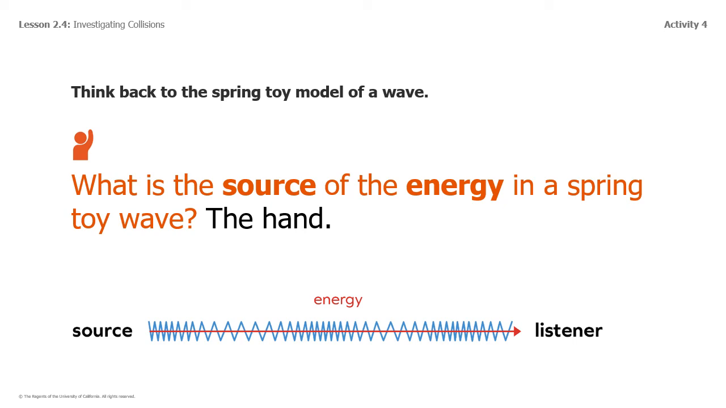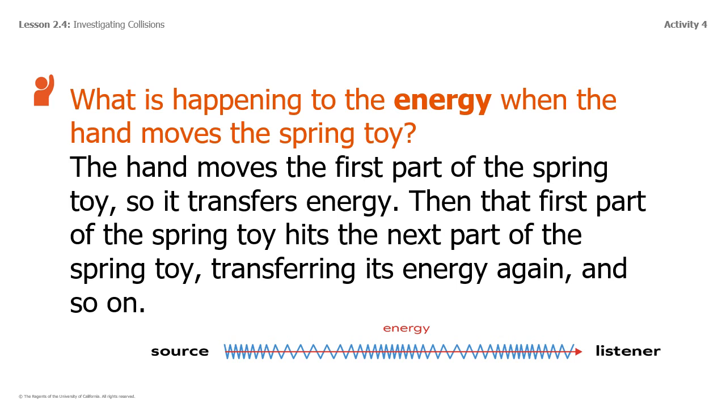What is the source of the energy in a spring toy wave? The hand. It's going from the source to the listener and it's going back and forth. That's the wavelength. And all of it is moving because of the released energy. What is happening to the energy when the hand moves the spring toy? The hand moves the first part of the spring toy. So it transfers energy. Then that first part of the spring toy hits the next part of the spring toy, transferring its energy again, and so on.